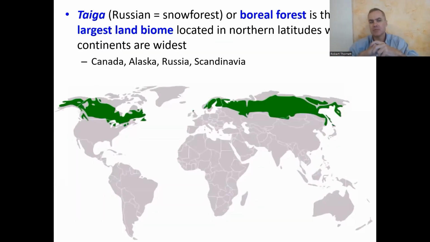So from the mid-latitudes, let's go up to more polar regions, the taiga and tundra. Taiga is a Russian word for snow forest, or boreal, meaning northern forest. Boreas is the north wind in Greek mythology. And that's the largest land biome because it's just so large up there. The continents are so wide. That's where the continents are widest.